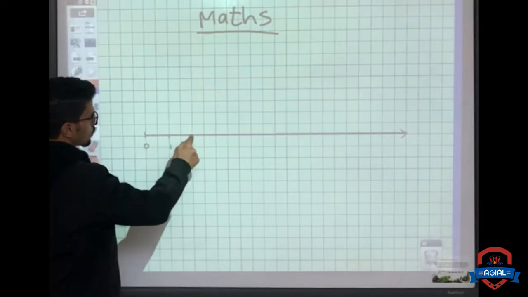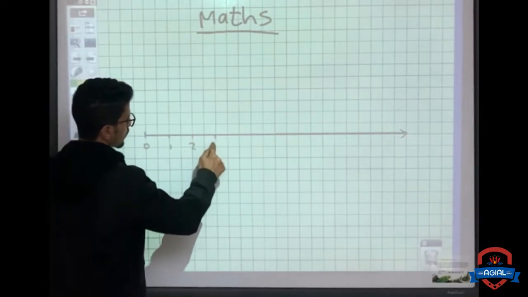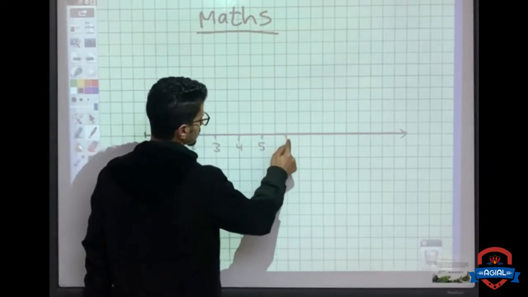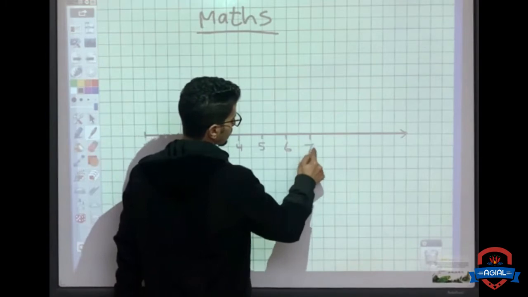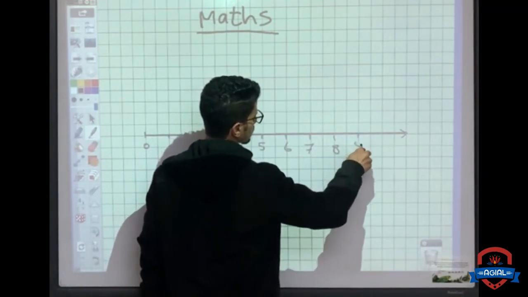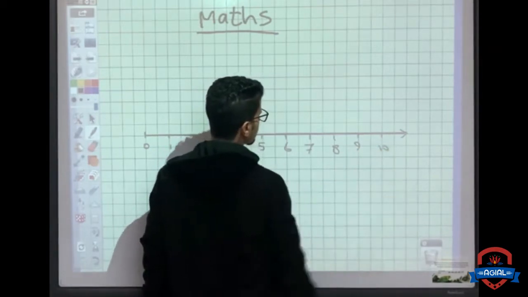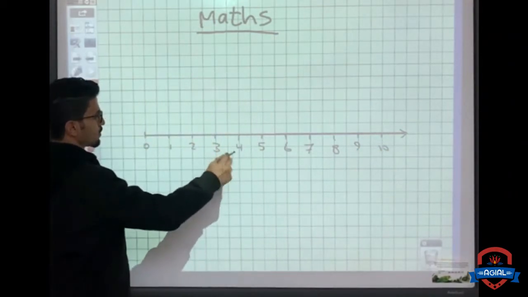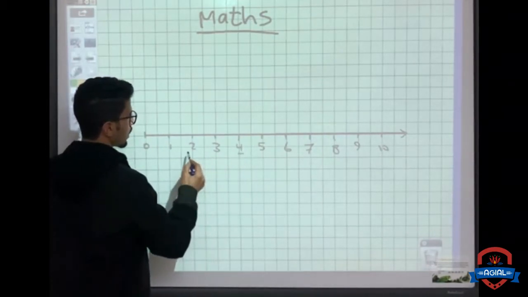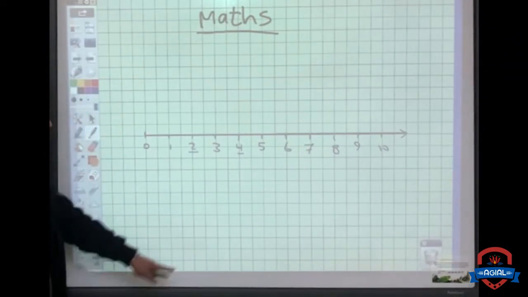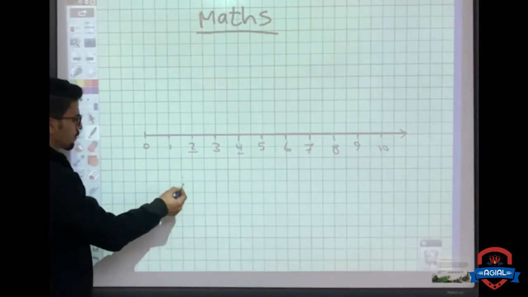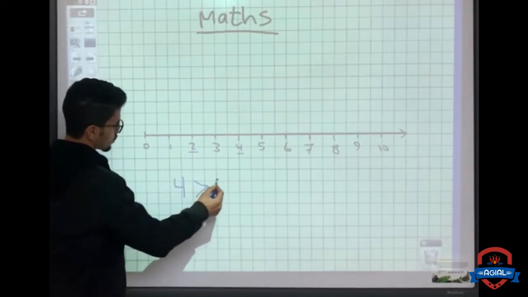So we have 0, 1, 2, 3, 4, 5, 6, 7, 8, 9, 10. If we need to compare between any two numbers on the number line, for example number 4 and number 2, we know that number 4 is greater than number 2.